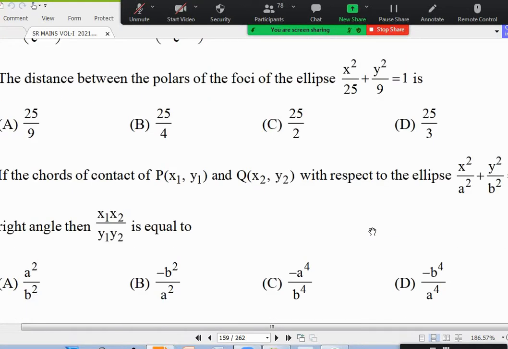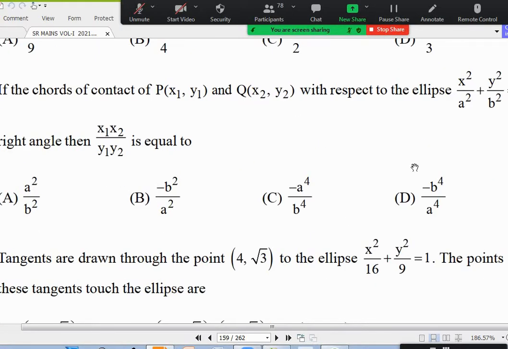Okay, 72. Any doubt? Indirectly it is asking the distance between directrices. Directrix. Okay. 73. Any doubt? Just find S1 equal to 0 at the first point, S2 equal to 0 at the second point, and then the product of the slopes equal to -1.